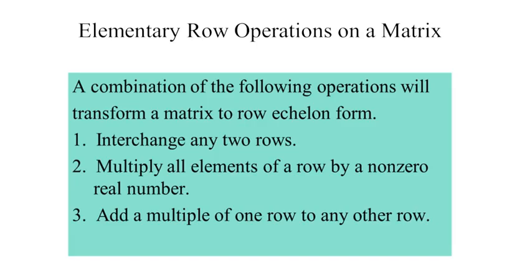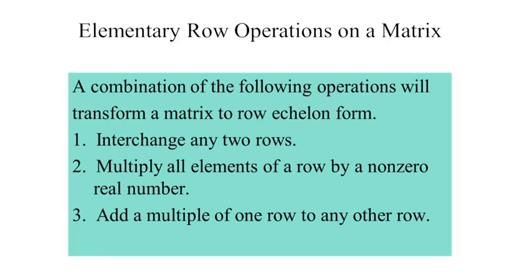If we're trying to rewrite a matrix so that it's in row echelon form, we can perform the following 3 operations to get it into that form. First, we can interchange any two rows, what we talked about earlier. Second, we can multiply all elements of a row by a non-zero real number. Or third, we can add a multiple of one row to any other row.